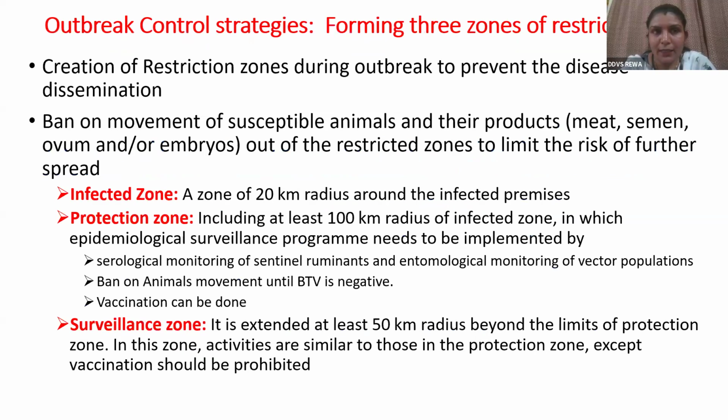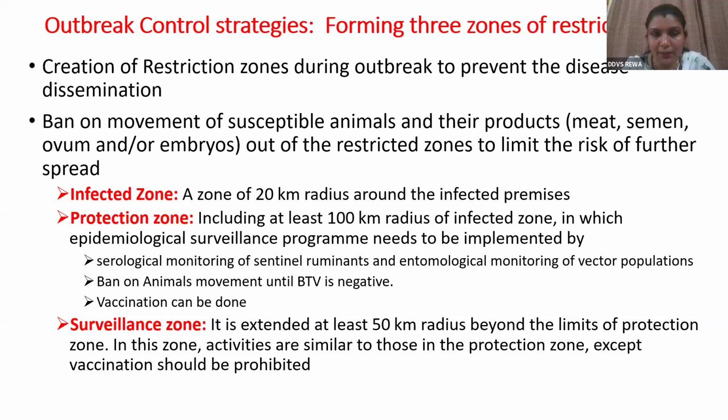So in the outbreak control strategy, there is a recommendation to create restriction zones during an outbreak, and these zones help us control the spread of the outbreak further. In these zones, there is a ban on movement of susceptible animals and their products, and 3 zones are formed. First, an infected zone which extends up to a 20-kilometer radius around the infected premises. Second, the protection zone, which extends up to a 100-kilometer radius of the infected zone.